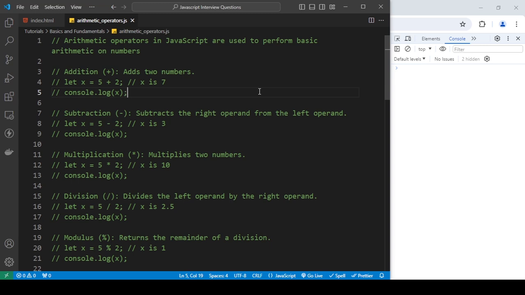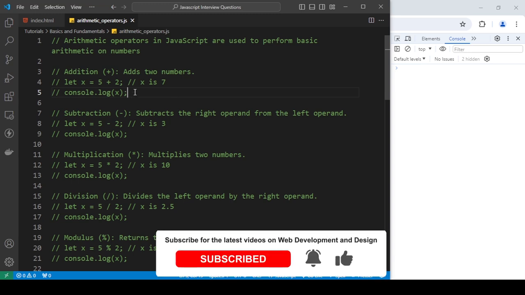Okay, so arithmetic operators in JavaScript are used to perform basic arithmetic on numbers. So it's basically just plus, minus and stuff like that, but I just quickly want to go over that. There are a few that you need to be clear on other than the plus, minus and stuff like that. So let's just quickly go over these.